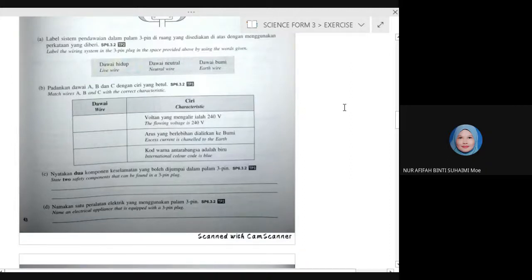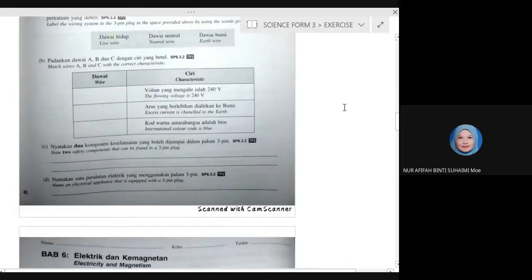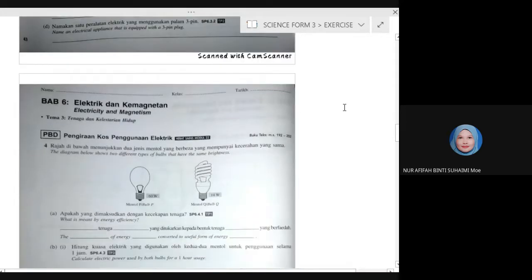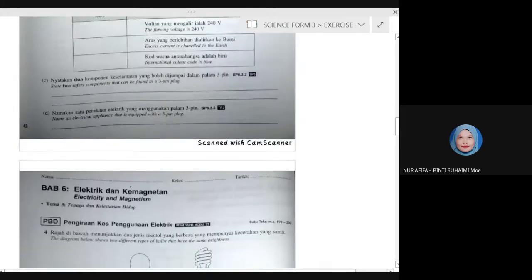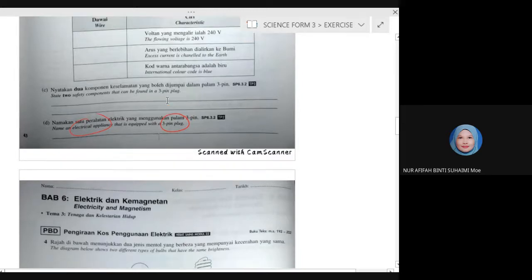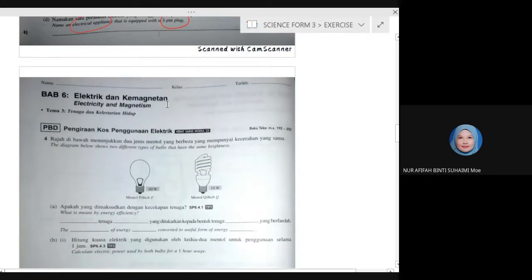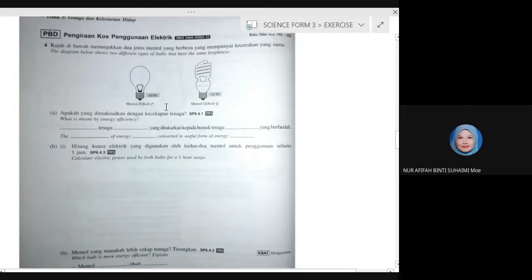Name an electrical appliance that is equipped with a 3-pin plug. I already mentioned just now. Okay, which electrical appliance uses a 3-pin plug? Covered with metal, a heavy machine. Think for yourself, what is a heavy machine?